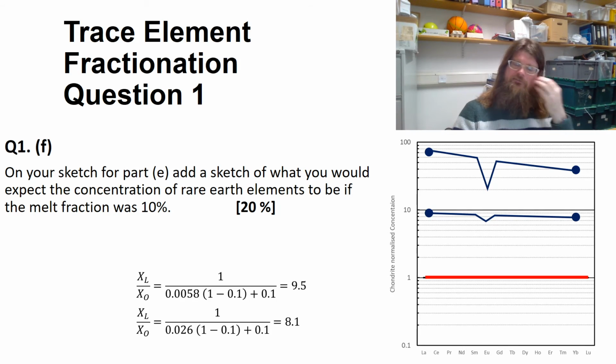And then part F is just asking you, on that sketch, what would the concentration of that melt be if the percentage melt was increased to 10%? So without doing any calculations, we can just think about what that would mean. If we have 1% melt of an incompatible element, then almost all of that element will have gone into the melt, leaving the resultant stuff that's left behind, the 99% of the remaining rock, relatively depleted in those rare earth elements, those incompatible elements.